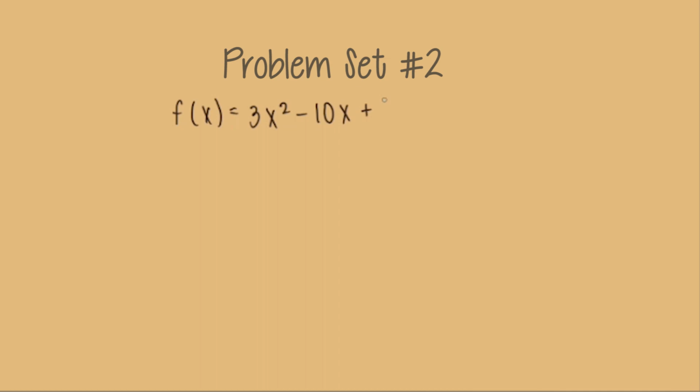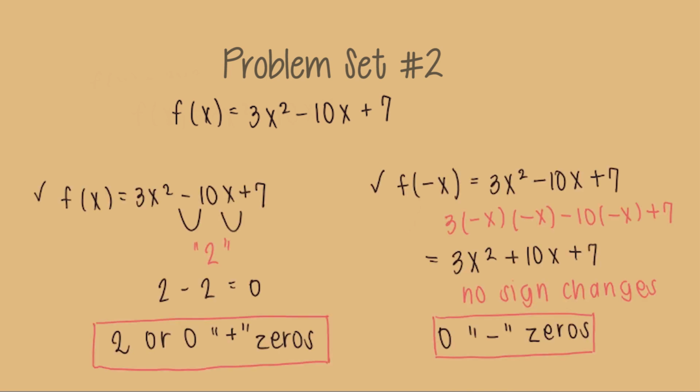I'll be giving you the chance to answer the next problem set yourself. Try and solve this: 3x squared minus 10x plus 7. You can pause the video if you like. Now, congratulate yourself if you get 2 or 0 positive zeros and 0 negative zeros.